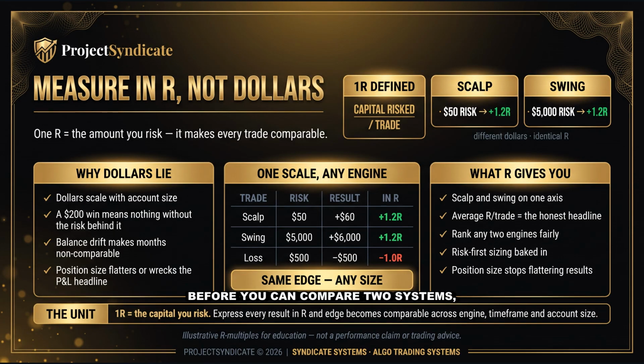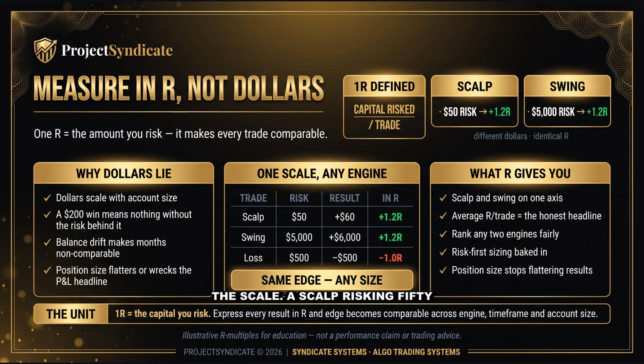Before you can compare two systems, you need one honest unit. And dollars aren't it. A $200 win means nothing until you know the risk behind it. Dollars drift with account size and balance, so no 2 months line up. So we anchor everything to R. 1R is simply the capital you risk on a trade.